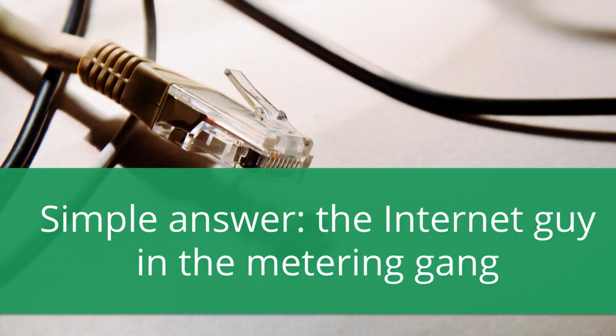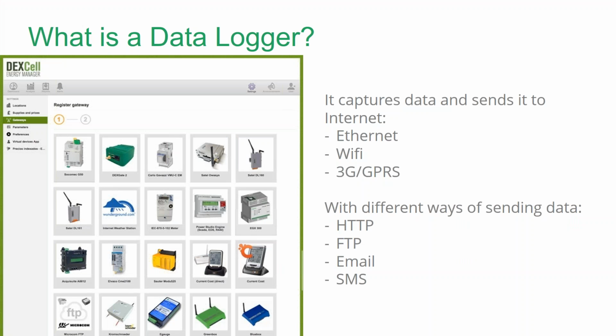Okay, so what the heck is a data logger anyways? The simple answer to that question is it's the internet guy in your metering gang. So this is what they look like. Here's a bunch of them that you can see. The Dexgate 2 is the second one to the right in the first row. So a data logger is basically a little device, a piece of hardware that captures data and sends it to the internet.